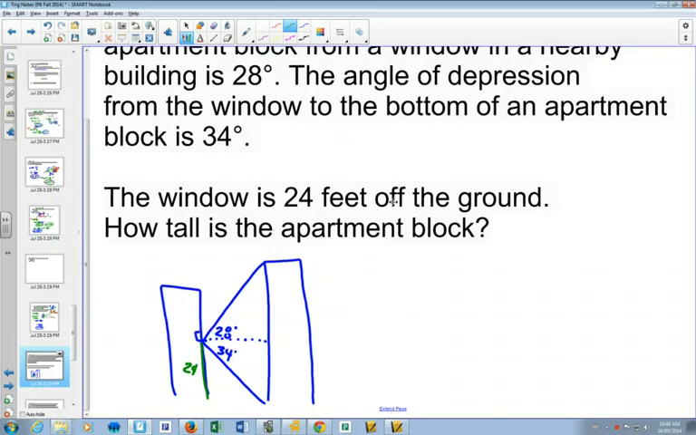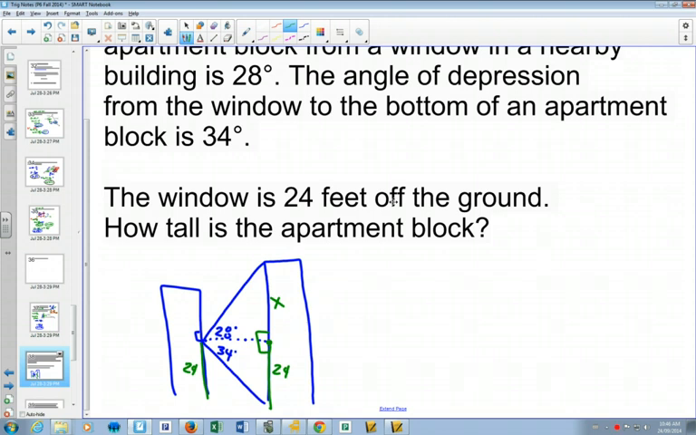Okay, we have a bunch of triangles here. Both of these would be 90 degrees here, right? If it's 24 here, it would also be 24 up to this point on this side over there. And we need to find out how tall the apartment block is. So it would be nice if we could find out what this value x is from here to here, because then the apartment block would be whatever x is plus the 24.